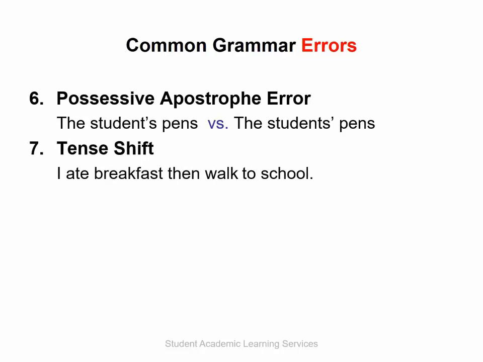Tense shift. I ate breakfast, then walk to school. You'll notice that the two main verbs in the sentence don't match. The first one, ate, is past tense, and the second one, walk, is present tense. Generally, when you're writing a sentence, we need to have the two tenses matching. So, for example, you could say, I ate breakfast and walked to school. Or, if you wanted it to be a present tense sentence, I eat breakfast and walk to school.